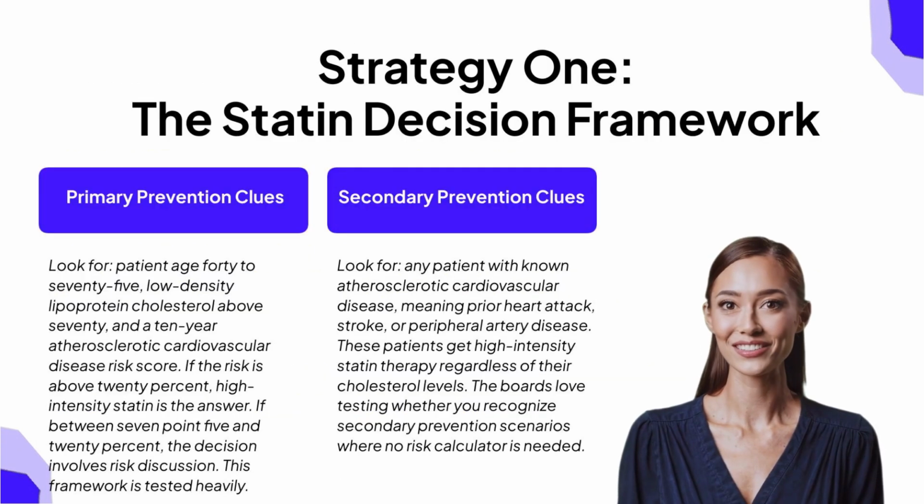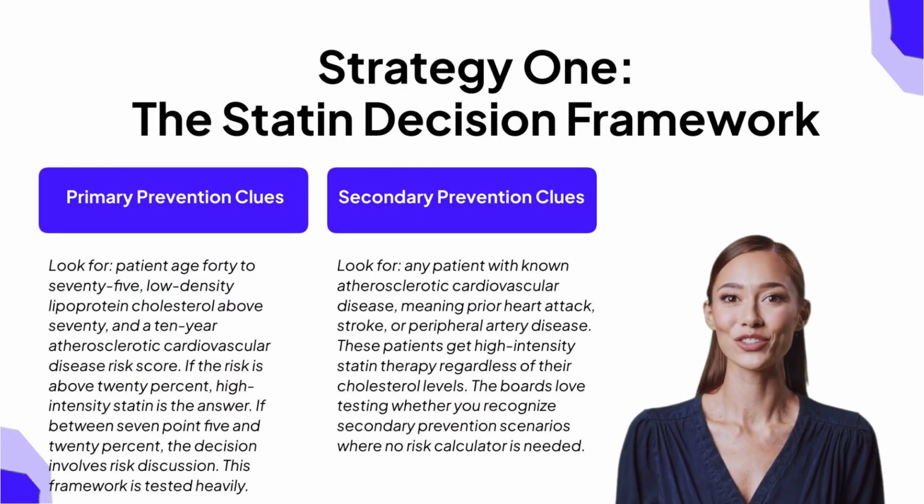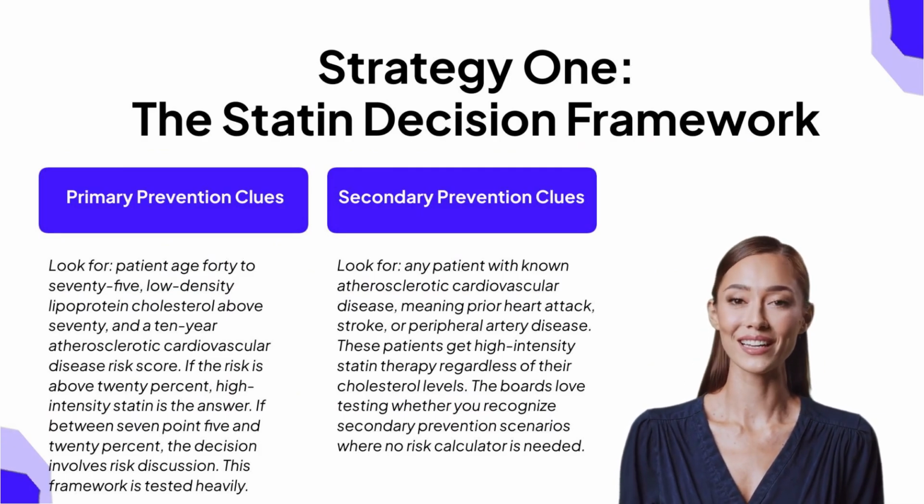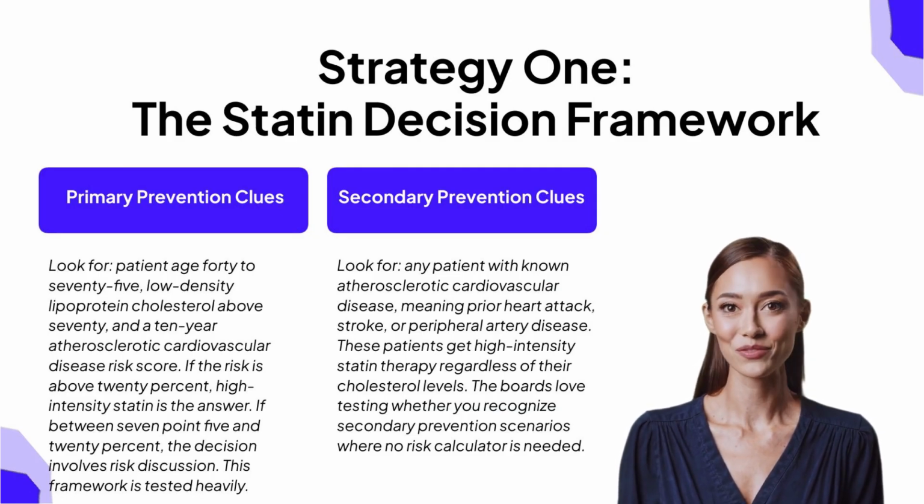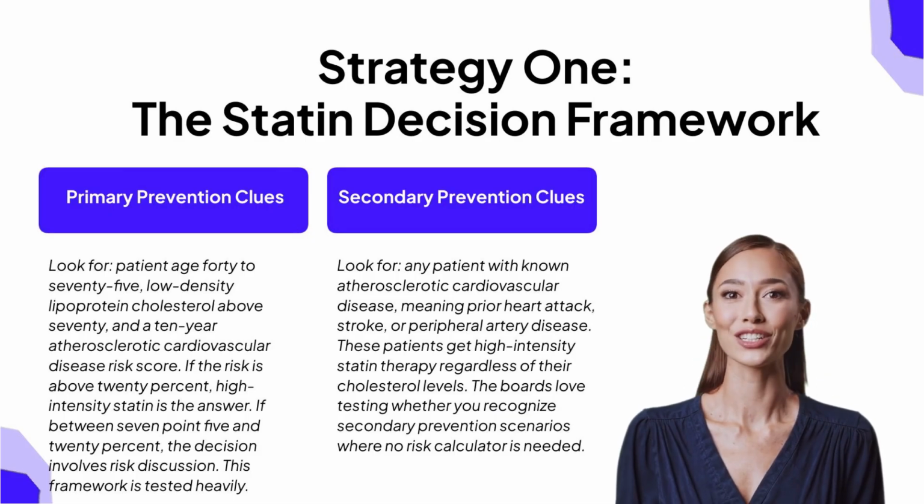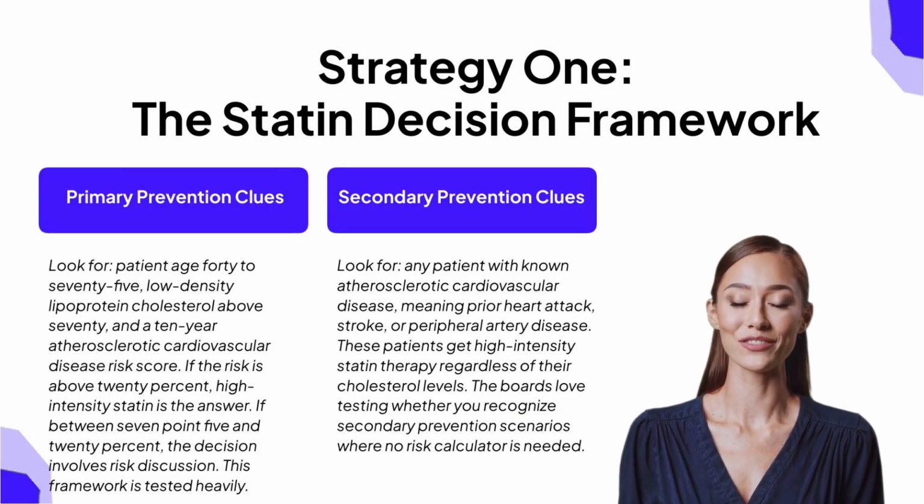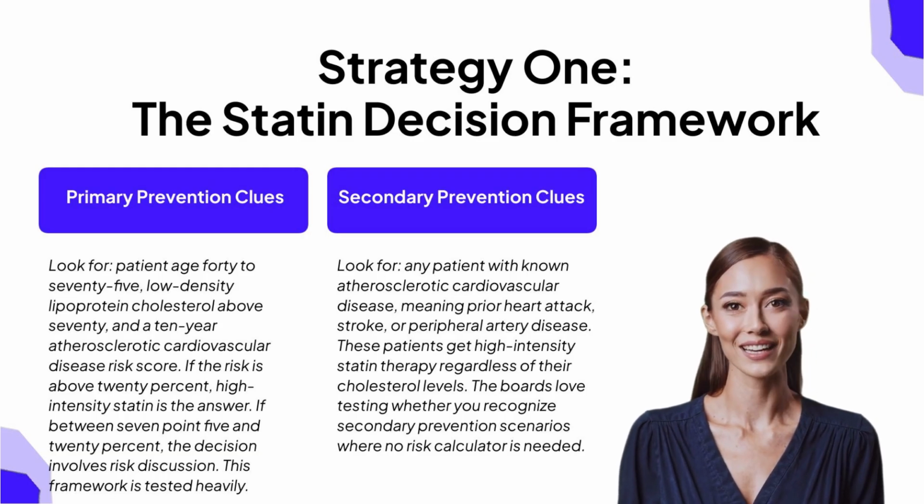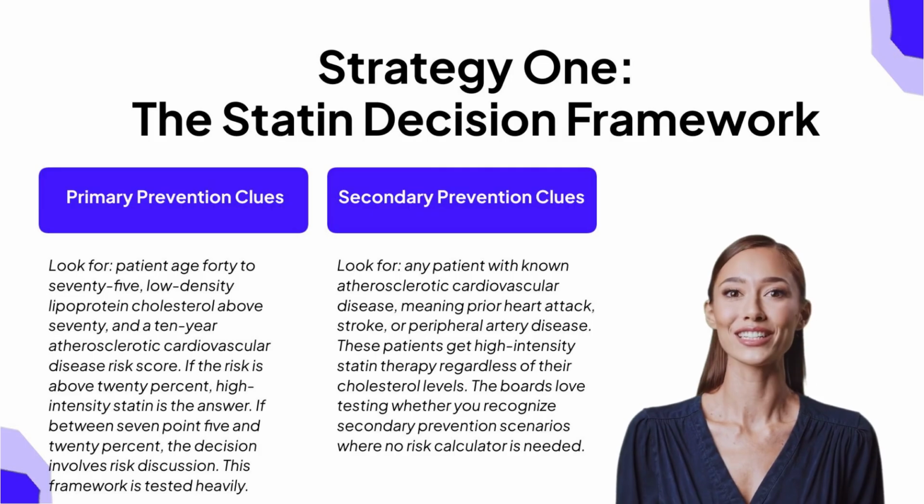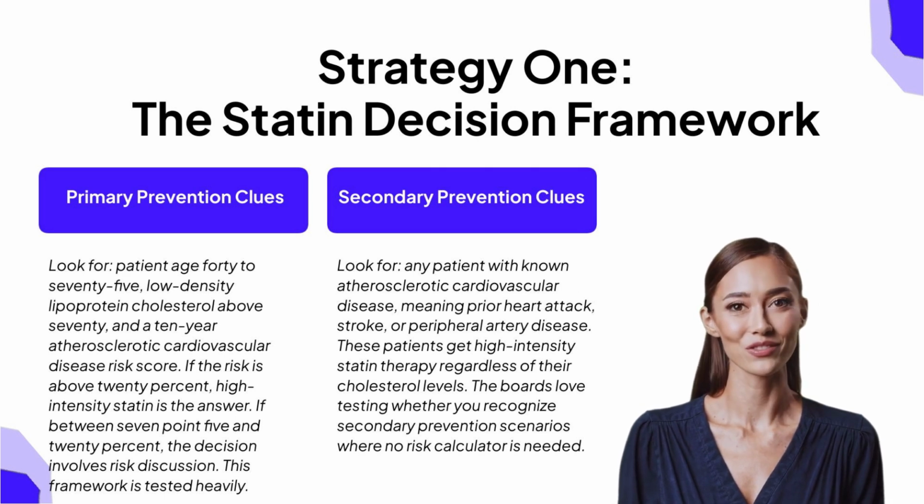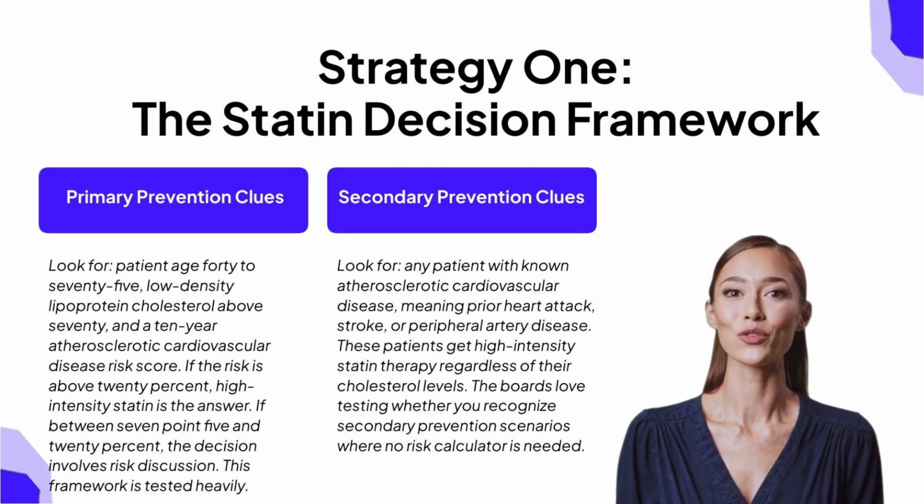Our first strategy is the statin decision framework. When you see a question about lipid management, immediately ask yourself, is this primary prevention or secondary prevention? For primary prevention, the key factors are patient age between 40 and 75, a low-density lipoprotein cholesterol above 70, and the 10-year atherosclerotic cardiovascular disease risk score. If the risk is above 20%, the answer is high-intensity statin. If the risk is between 7.5 and 20%, you need a risk discussion with the patient.